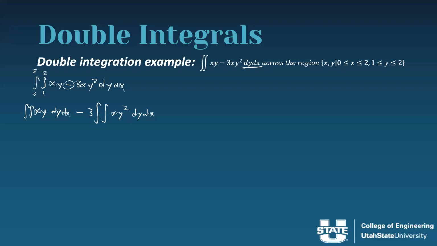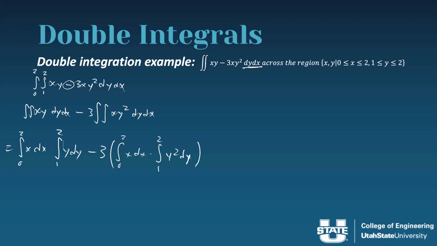It's just a rectangular region, which means this is equal to the integral from 0 to 2 of x dx times the integral from 1 to 2 of y dy, minus 3 times the integral from 0 to 2 of x dx times the integral from 1 to 2 of y squared dy. Oops, that's an x, meant to be y. Okay. Excellent. So now we can go through and integrate.